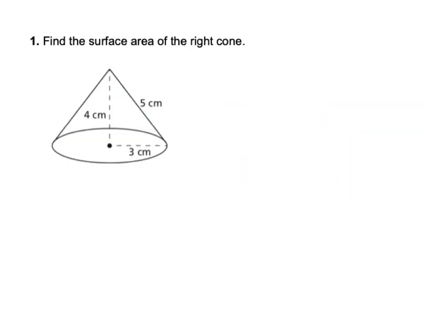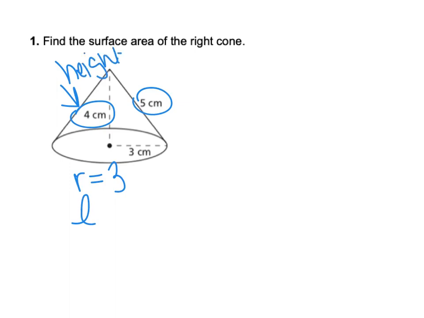Okay, so here we have some extra information. We need to make sure that we know what we want to use. It says find the surface area. So the two things we need to know are the radius, which is 3, and our slant height. If you notice, it has 4 and 5 labeled. 4 is just our regular old height. We do not use that regular old height for surface area. We use our slant height. So our slant height, that cursive L, is going to be 5.